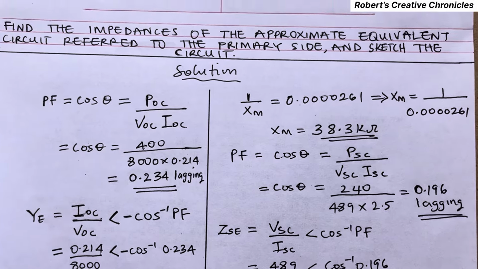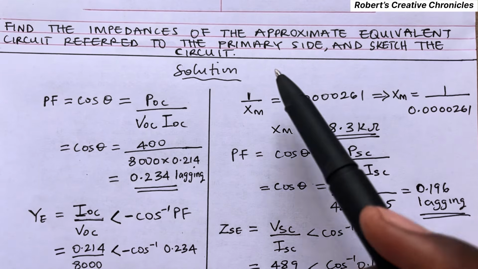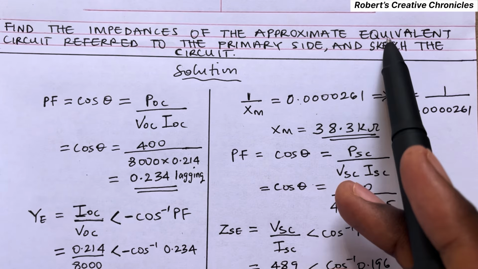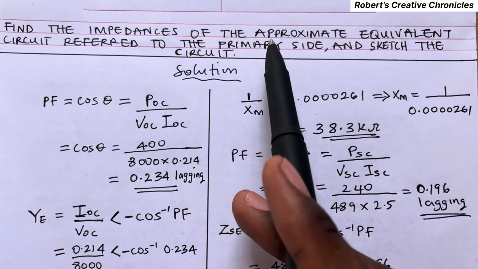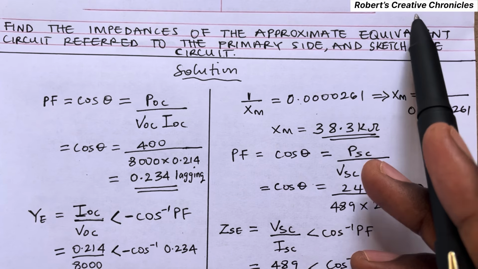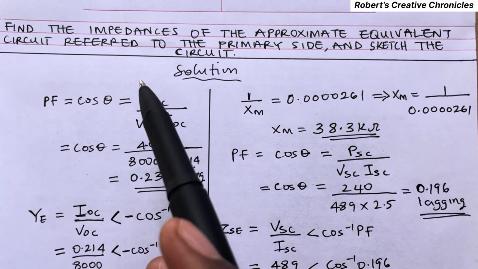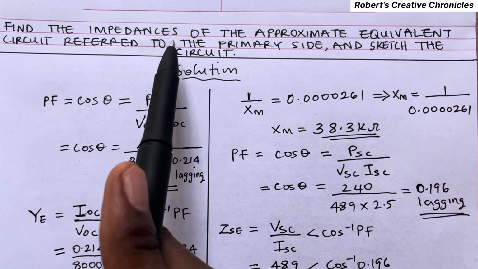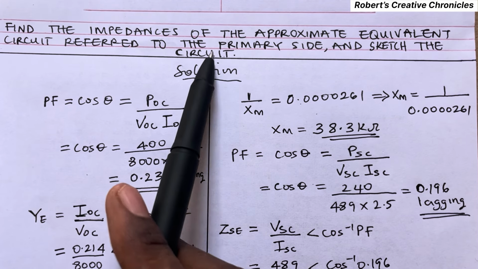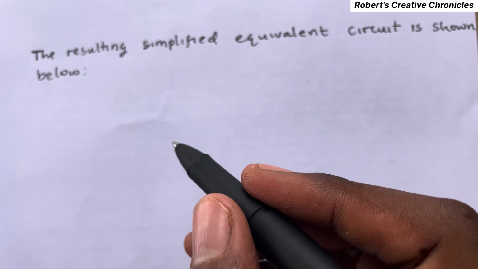And finally, the question says, find the impedance of the approximate equivalent circuit referred to the primary side and sketch the circuit. Note there is also an approximate equivalent circuit referred to the secondary side, but in this question it says referred to the primary side. So we are going to draw that one. Now let's draw the circuit.